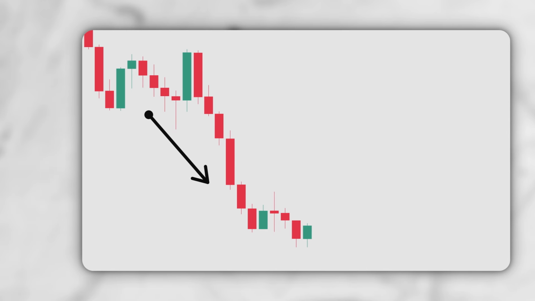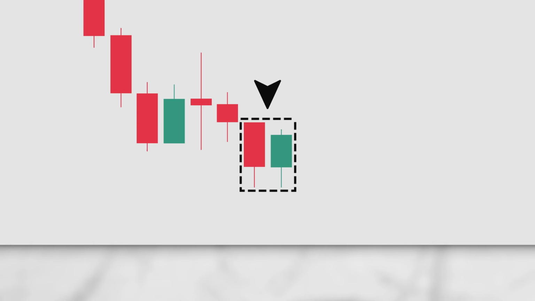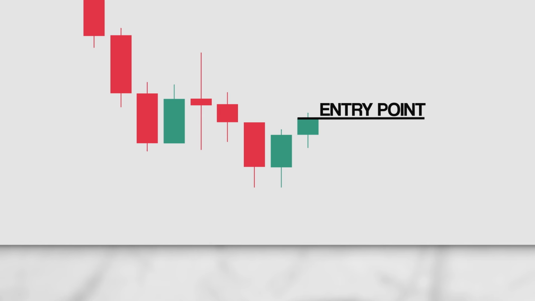Now let's move to the chart. To identify this pattern, we first need to make sure the market is in a downtrend. Once we spot a formed tweezer bottom, we wait for confirmation. That confirmation comes from a bullish candle that forms and closes above the close of the second candle in the pattern. Once this happens, we can enter a long position at the close of the confirmation candle. The stop loss is placed at the level of the lows of the two candles that form the pattern.